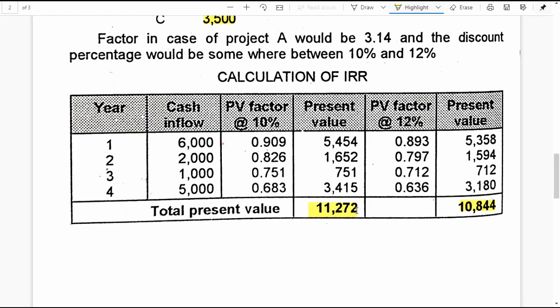The other value should be higher than the value of our investment. Then only we can interpolate in between these two values. One is higher and the other one is lower. We can find out the IRR which stands in between these two values. That's the idea of what I said.